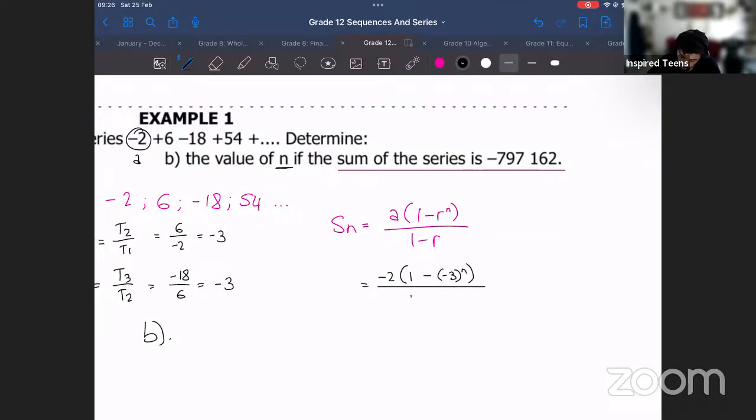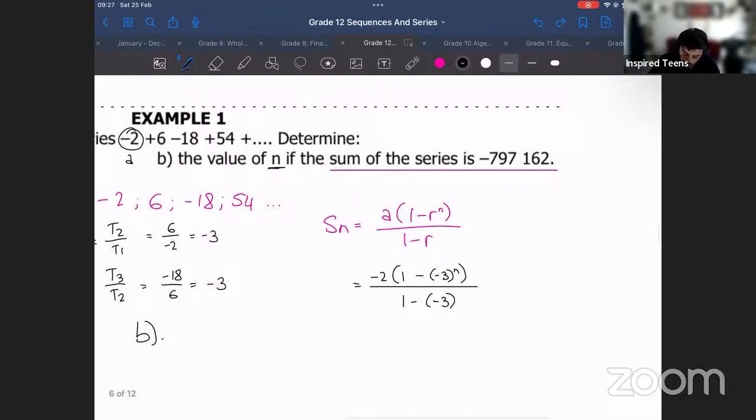All right, and then 1 minus -3. Okay, so now in this case, I have one unknown, so I cannot have another unknown here to say Sn or n, because I need to know the number of terms. That's where this guy comes in, because I know the value, Sn is also the value of the sum of a certain amount of terms, which I want to calculate, how many terms am I summing to get -797,162, basically the total amount of terms in the sequence. So then I equate it to this value that was given.